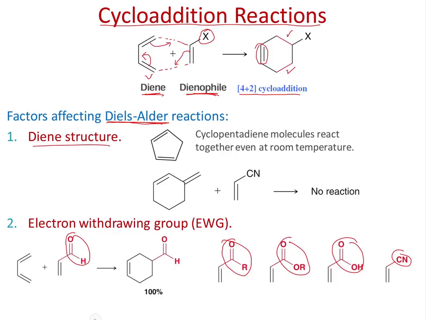If you look at the diene, it needs to be in the s-cis conformation. So if the starting material is already pre-organized in the s-cis conformation, like in this case cyclopentadiene, then the reaction will actually happen even at room temperature. However, if you do have a compound that is in a fixed s-trans conformation, then it does not matter even if you use a good electron withdrawing group attached to the dienophile, there will be no reaction.